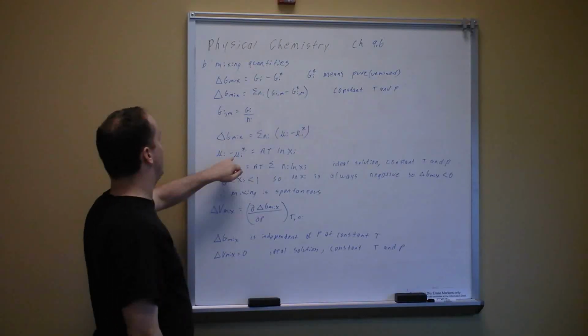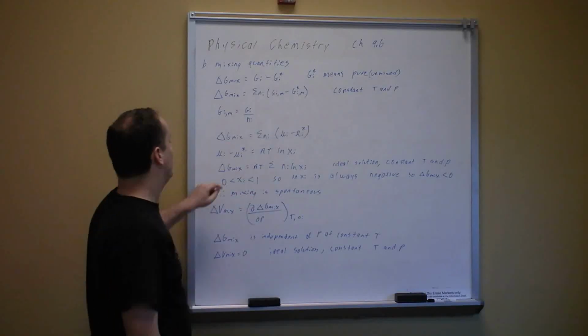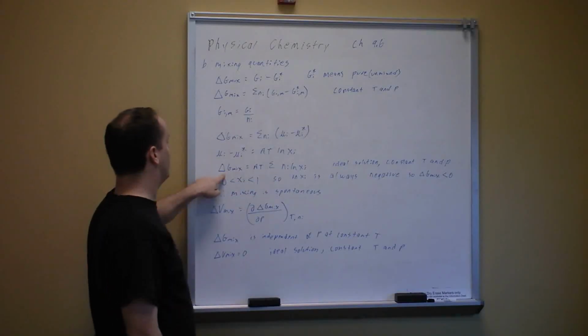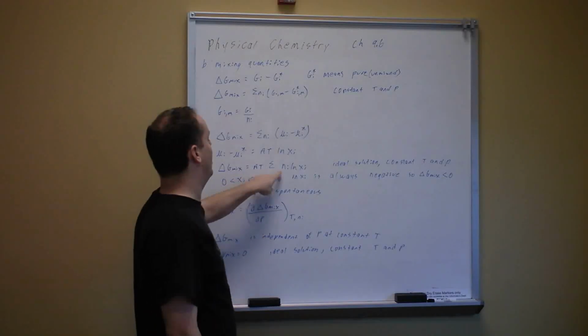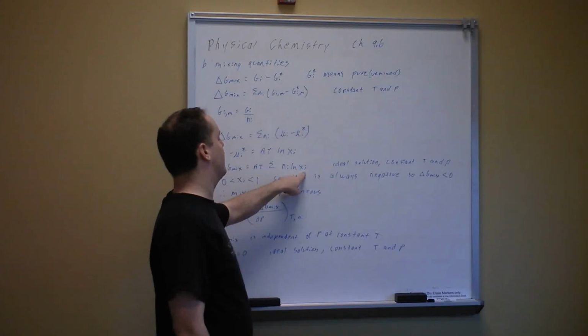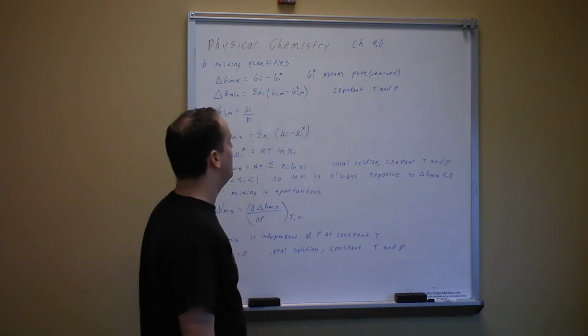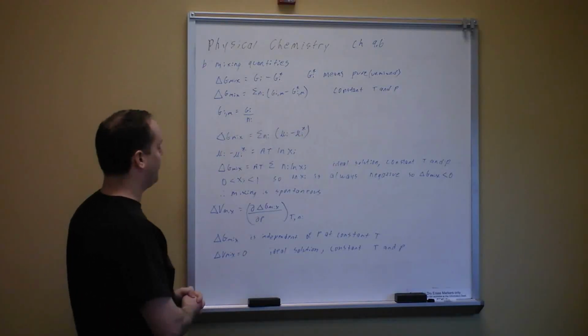And we also know mu sub i minus mu sub i star is equal to RT natural log of x sub i. So, substituting that back in, we get the change in Gibbs free energy of the mixture is just equal to RT times the sum of the number of moles of the substance i times the natural log of the mole fraction of substance i. But again, this is assuming it's an ideal solution at constant temperature and pressure.